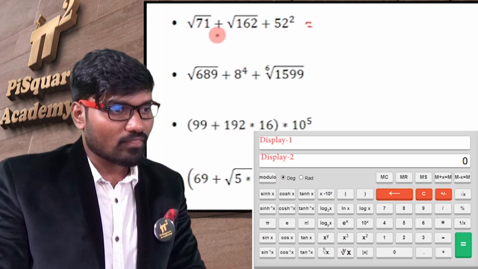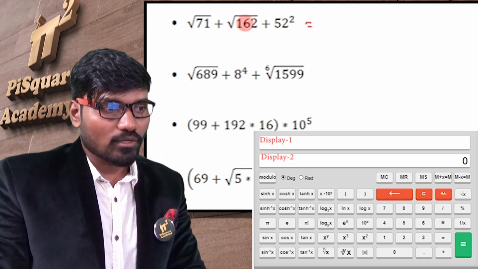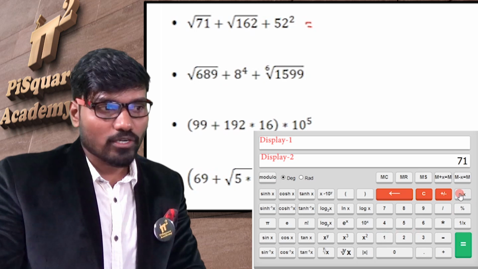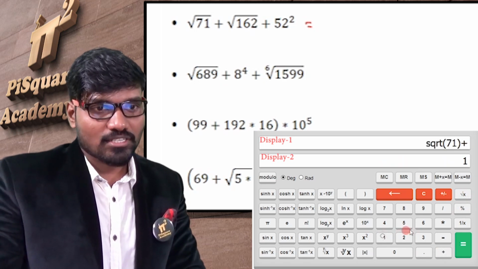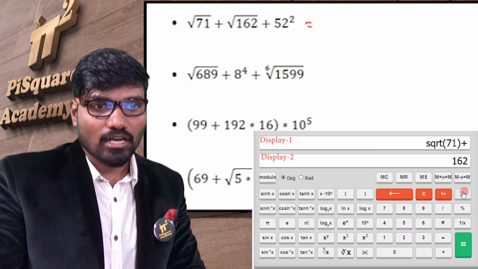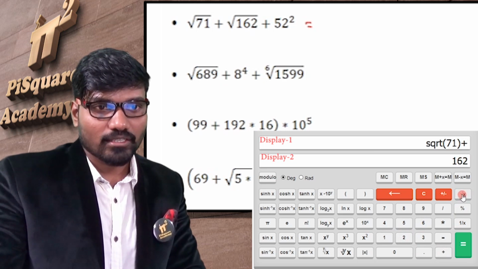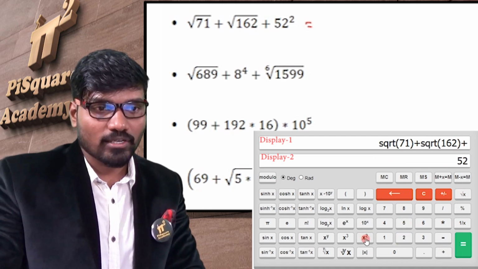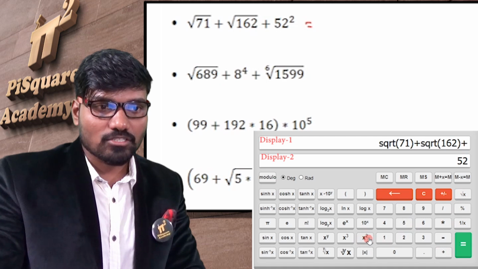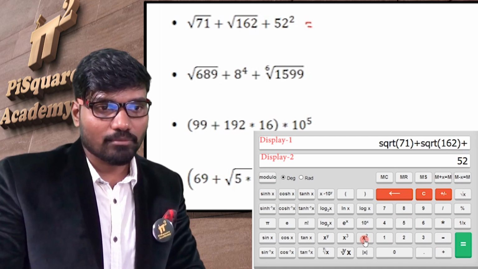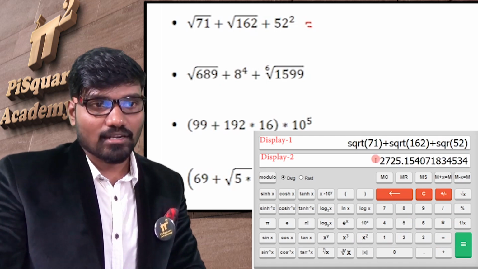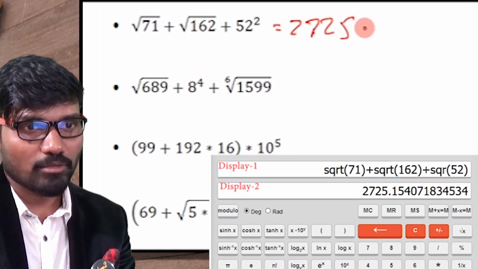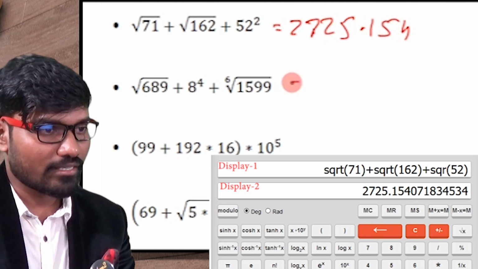Perform this: root 71 plus root 162 plus 52 square. So 71, I'll go for square root. Then add 162. If I hit this, it will apply root to display 2. Okay. Then again add plus 52, x square. X square means only the square will be applied to display 2. Let me hit this. So this is the final answer, 2725.154. 3 digits. Next one.